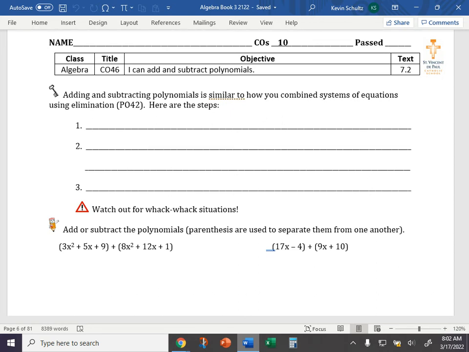We are covering CO46, adding and subtracting polynomials. And really, your success in this objective goes back to your understanding of elimination in CO42, which is where we got the ox and the oi. We got the coefficients to be the same. This is slightly different, but it really just kind of goes back to that concept there.